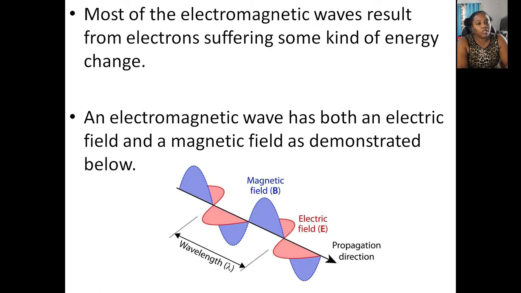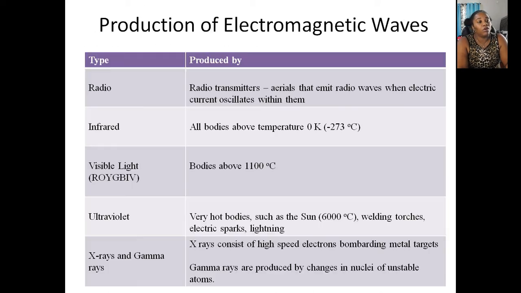Most of the electromagnetic waves result from electrons suffering some kind of energy change. An electromagnetic wave has both an electric field and a magnetic field, as demonstrated below. So here we have all the electromagnetic waves, except microwaves. I don't see microwaves. So the type is radio waves: radio transmitters and aerials emit radio waves when electric current oscillates within them. So that's the radio wave.